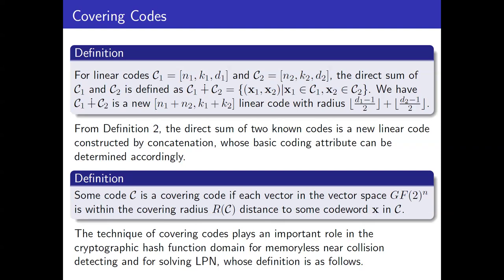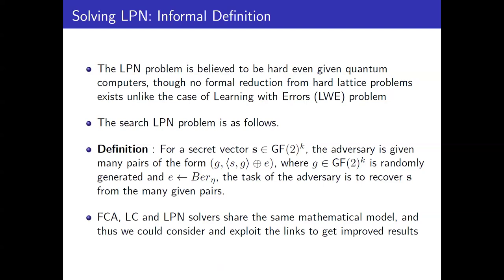Also, for some code C, we call it a covering code if each vector in the vector space is within a fixed distance to some codeword in C. The technique for covering codes plays an important role in the cryptographic hash function domain for near collision detecting and for solving LPN, whose definition is as follows. The LPN problem is believed to be hard even given quantum computers, though no formal reduction from hard lattice problems exists, unlike the case of learning with errors problem.